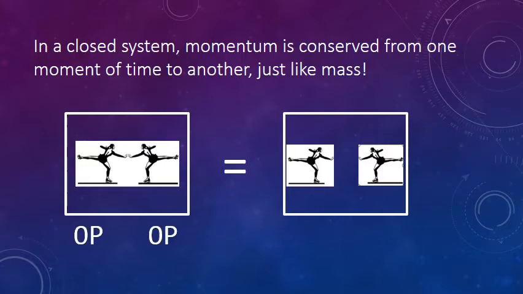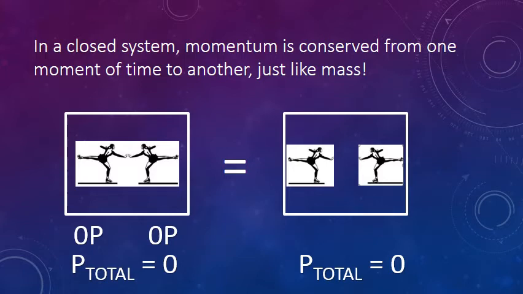When they first started, they each had no momentum. And we know this because they were not moving. They each had mass, but mass times a 0 velocity is going to give you no momentum. So their total momentum must have been 0 before the explosion. And since momentum is conserved in a closed system, this means that every moment in time after the explosion, the momentum is also going to equal 0. So we know over here in our picture of the skaters after the explosion that their total momentum must equal 0 as well.